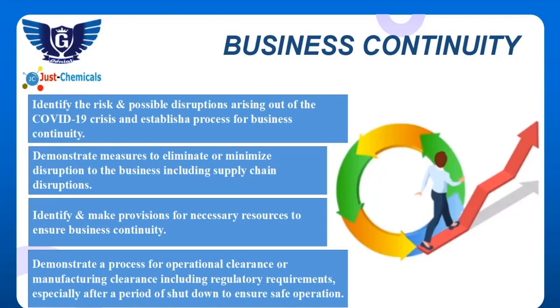Lastly, we need to demonstrate a process for operation clearance, for manufacturing clearance, including regulatory requirements, especially after a period of shutdown, to ensure safe operation. That means if we are reopening any manufacturing unit, we need to demonstrate the whole process to our employees, and we need manufacturing clearance from the regulatory authority, and after that we can start the business.